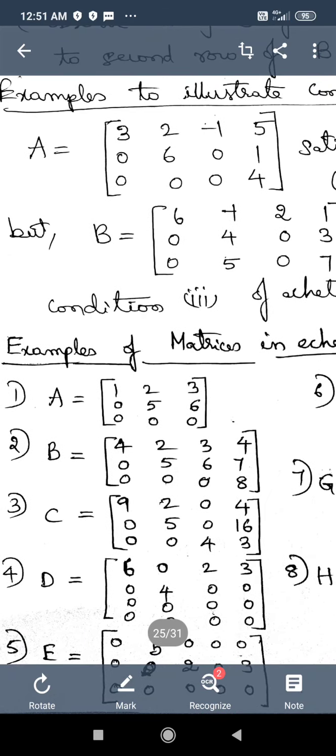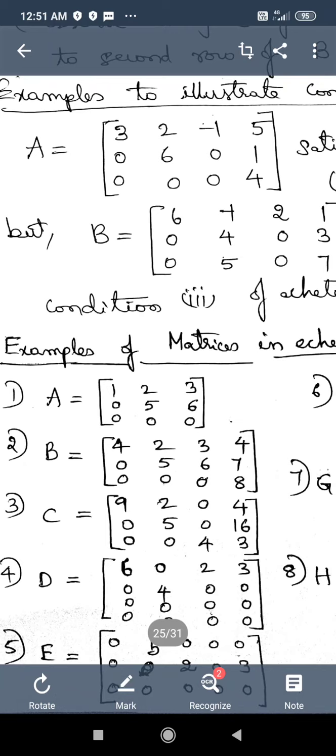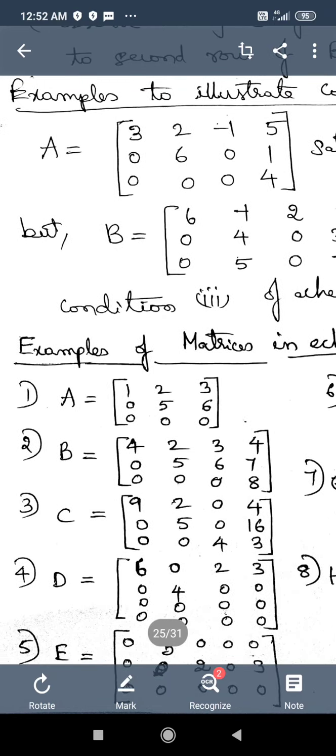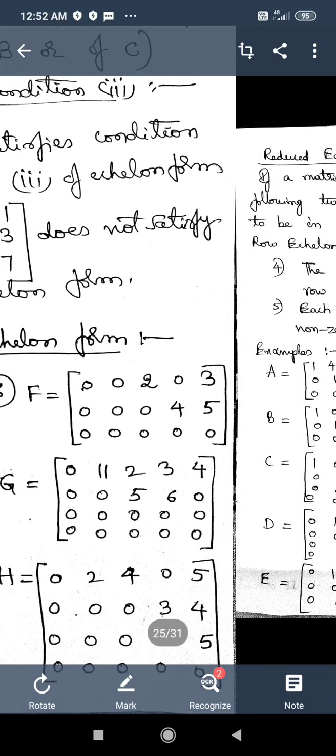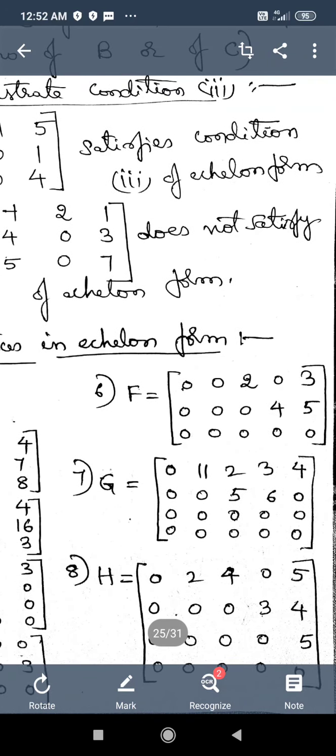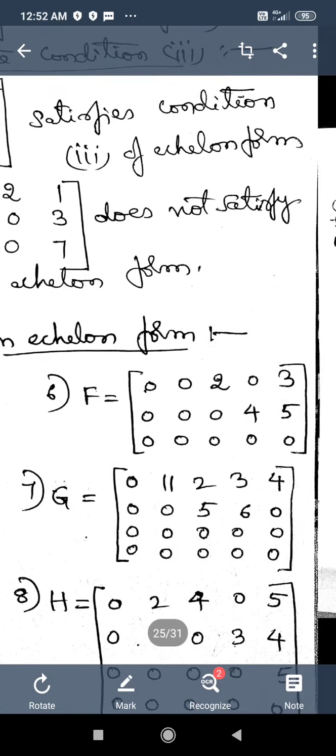Even the matrix D, 6, 0, 2, 3, 0, 4, 0, 0, 0, 2, 0 rows, is also in echelon form. And the matrix E, where 0, 5, 3, 0, 0, 2, 0, 3, and all zeros in the third row, is also in echelon form. And the matrix F is equal to 0, 0, 2, 0, 3, 0, 0, 0, 4, 5, and all zeros in the third row. This is also in echelon form.